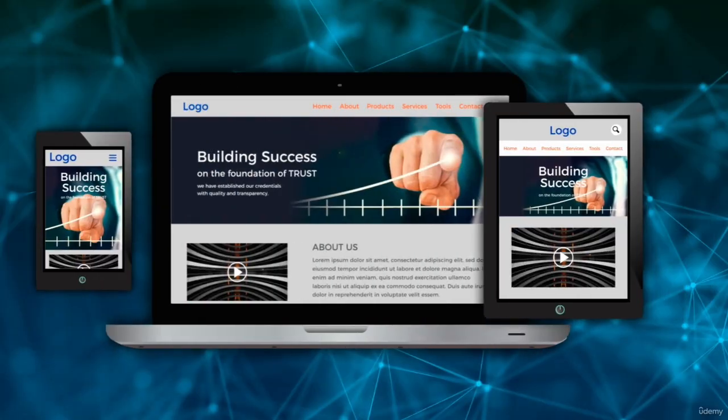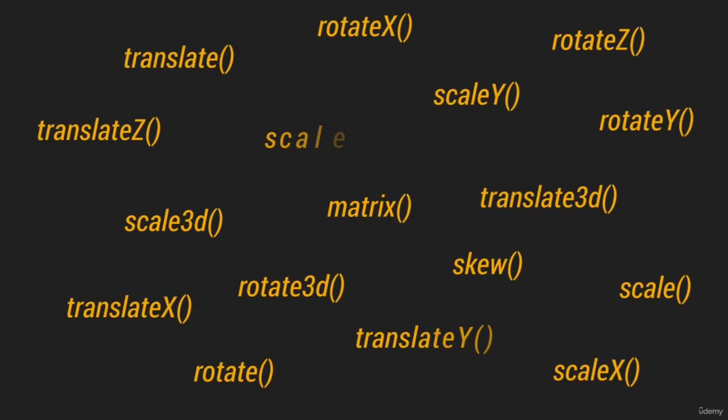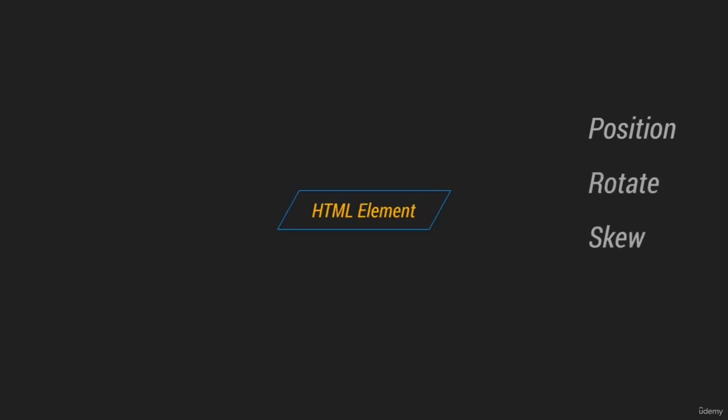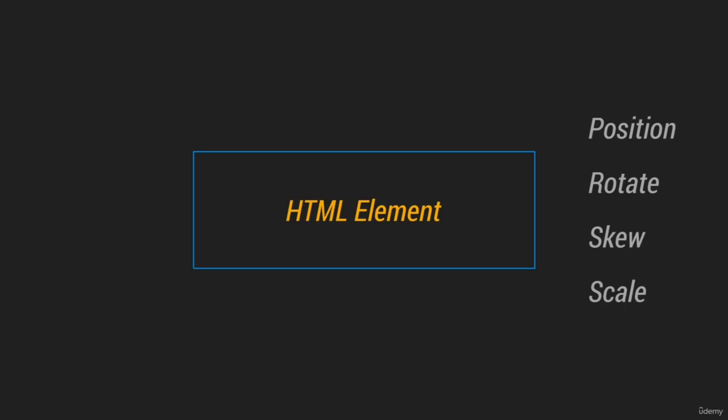In this section, we will learn about 2D and 3D transform techniques, methods, and various other transform functions. When designing a website, many times you will have to position the HTML elements or rotate them or skew or scale them horizontally or vertically to enhance the look of the website.